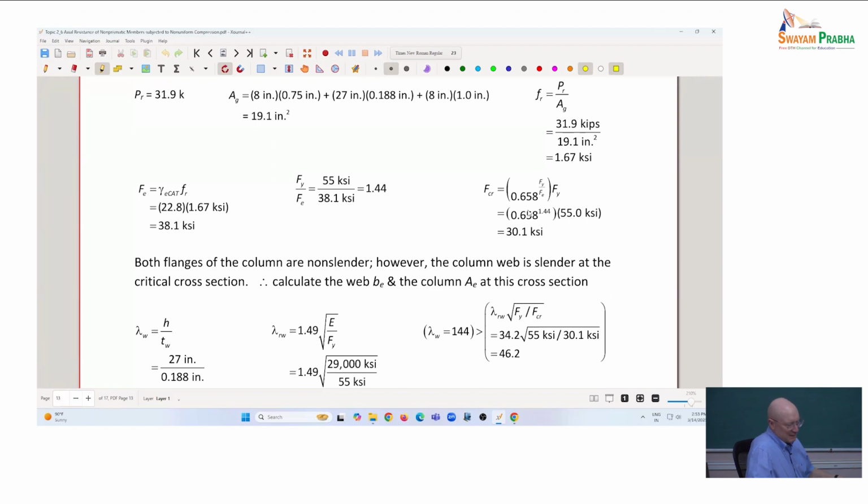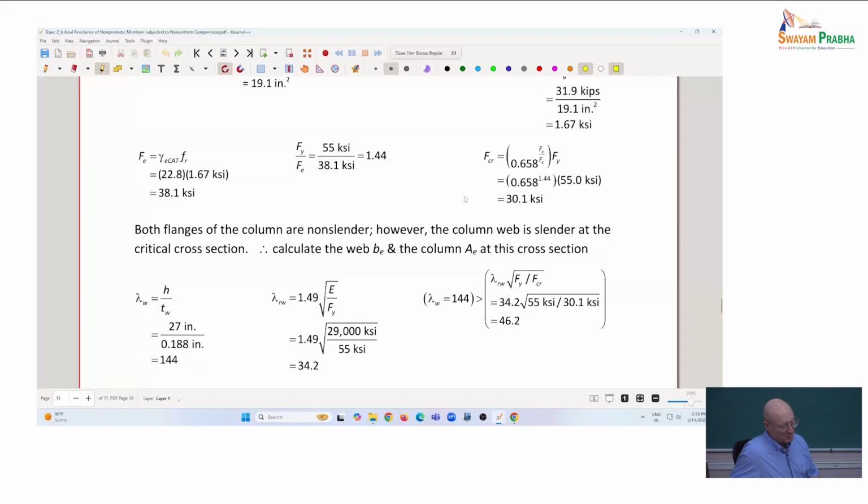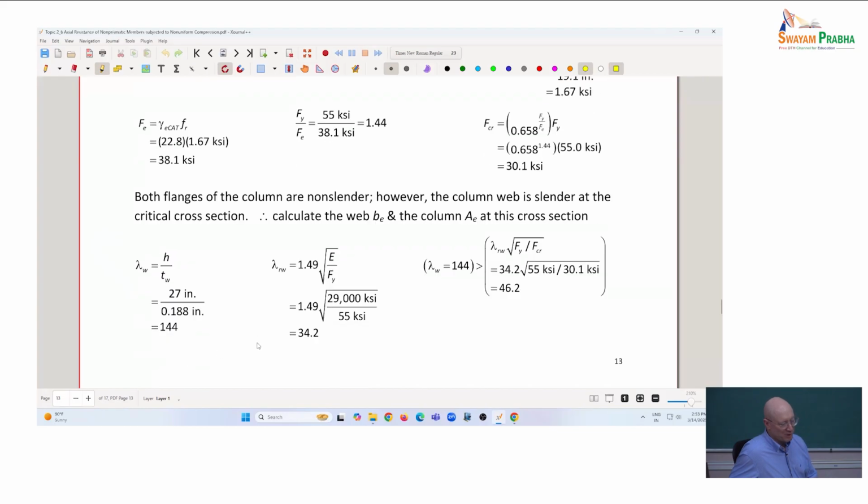Once we have that, remember the unified effective width approach: we calculate the F critical, or Fn, on the gross cross section. Then we use that to determine the effective widths if we have slender elements in the cross section. Here, the web slenderness, h over tw, is 144. That's rather high. If we check the non-slender web limit, 1.49 square root E over Fy, that's 34.2. So clearly we've got a slender web.